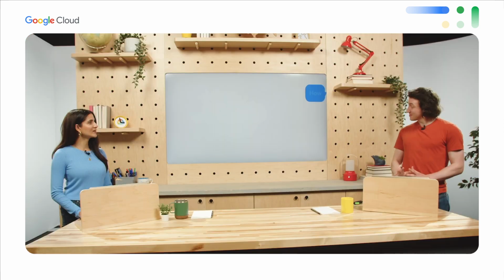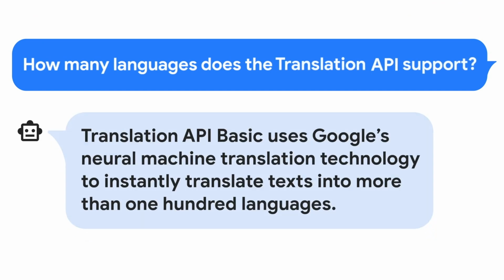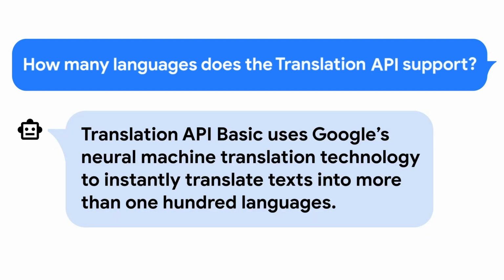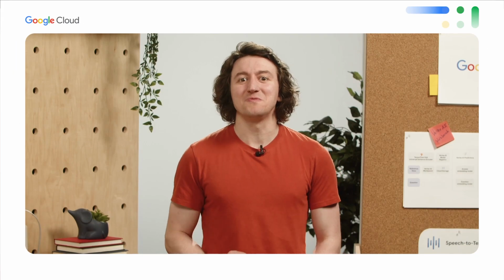For example, how many languages does the Translation API support? Translation API Basic uses Google's neural machine translation technology to instantly translate texts into more than 100 languages. Question and answering systems like these are incredibly helpful for quickly extracting valuable information from documents that can sometimes be too difficult to read through manually. Let me give you an example.